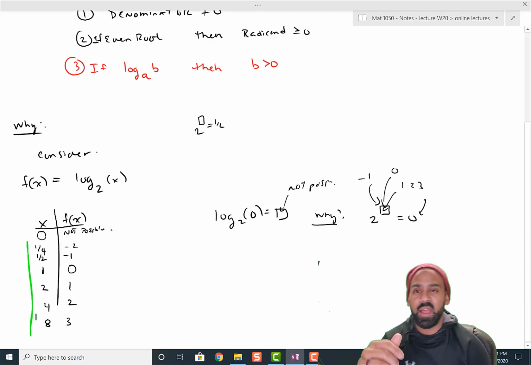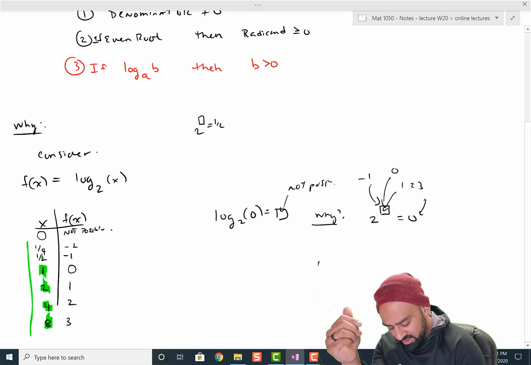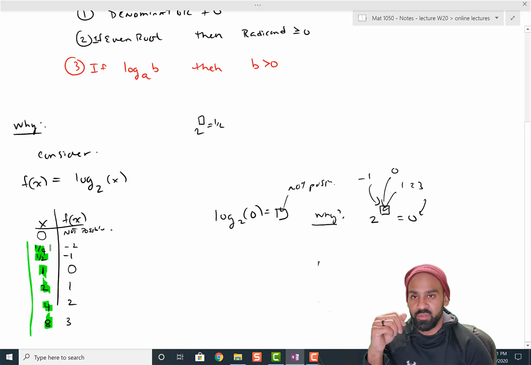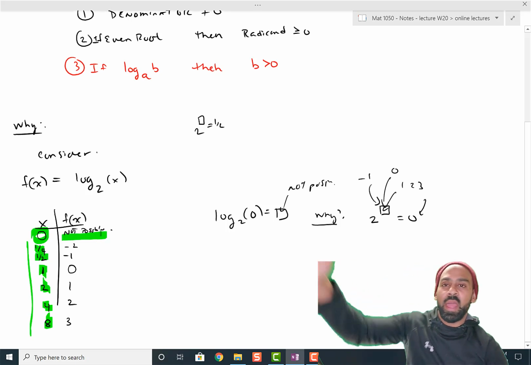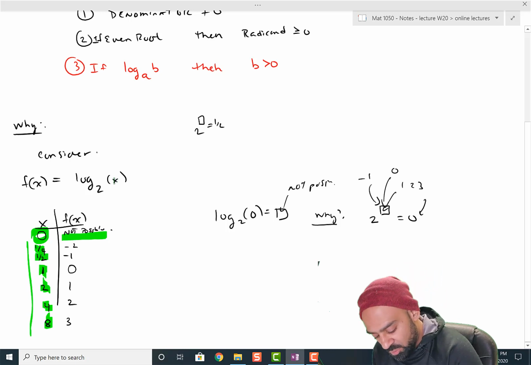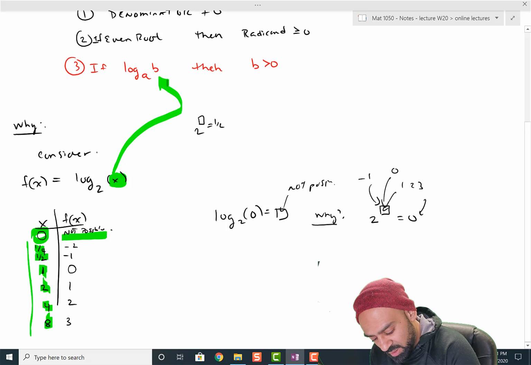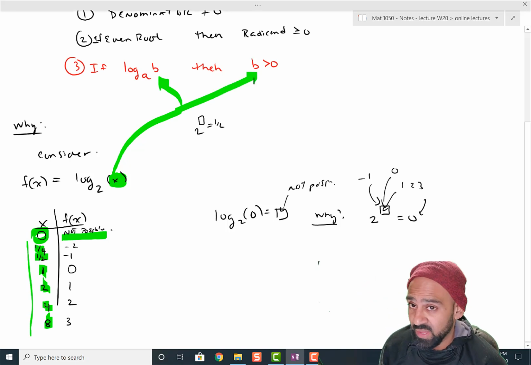Okay, and it looks like I can have positive whole numbers. I can have fractions that are also positive, but I can't have 0. 0 is not possible, but everything in front of 0 is possible. So what does that mean? So for a log restriction, this thing in here, which is the B part, has to be greater than 0. And that's all it is. No ifs, ands, or buts about it.